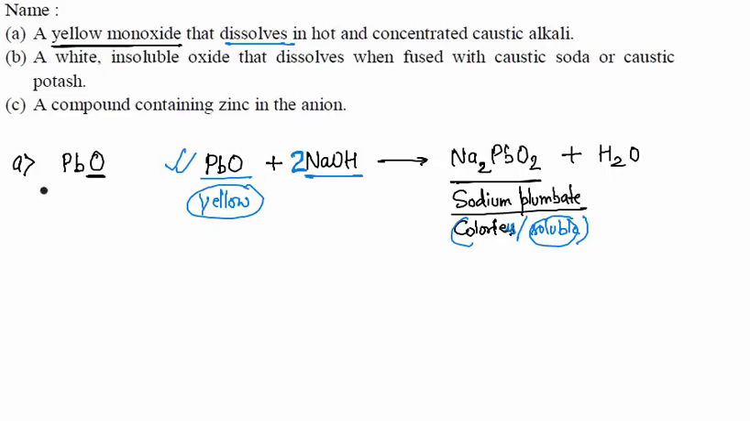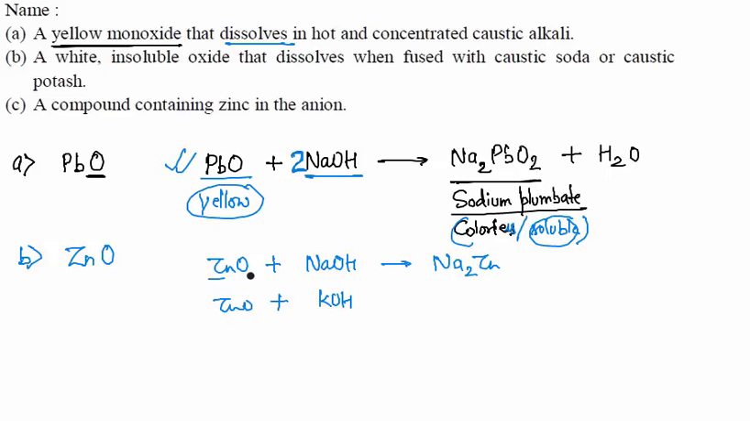Now see, a white insoluble oxide. This is your B part. The insoluble oxide is ZnO. Zinc oxide is a white insoluble oxide that dissolves when fused with caustic soda or caustic potash. So ZnO reacts with NaOH, or with KOH. With NaOH it forms Na2ZnO2 plus H2O, and in the other case it forms K2ZnO2 plus H2O.